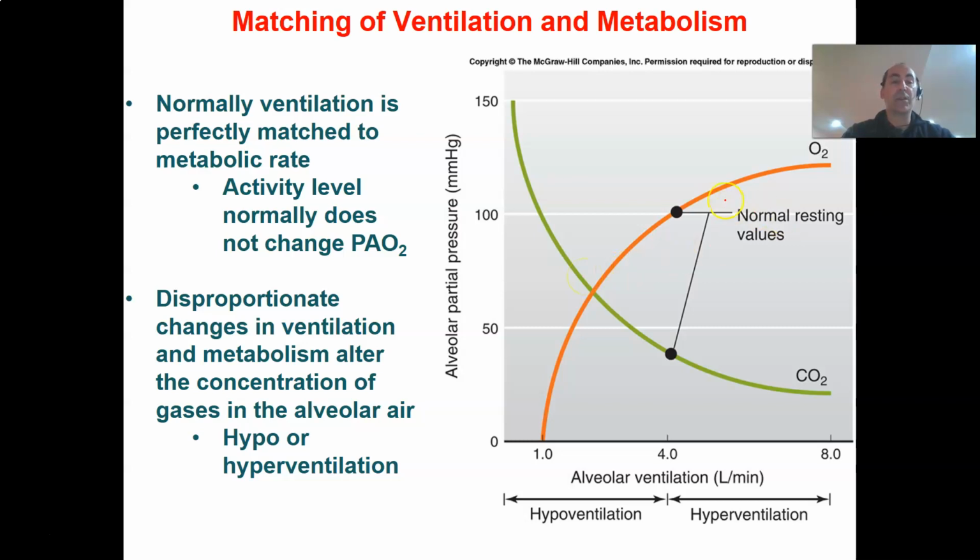You need to match the two. So as one goes up, the other one will go down, and vice versa. So this becomes important. When we talk about somebody hyperventilating, what we mean is that usually their CO2 is dropping and their O2 is going up. And when somebody is hypoventilating, the CO2 is increasing and the O2 is decreasing.